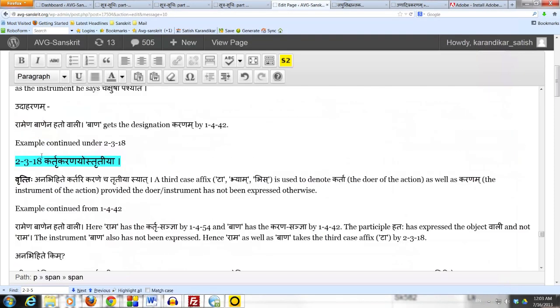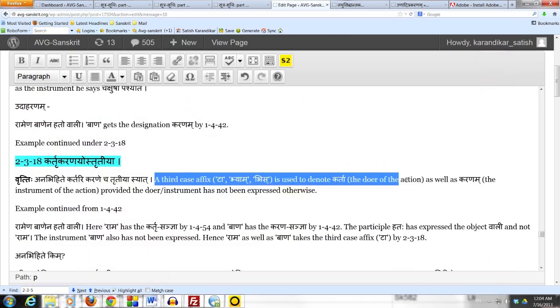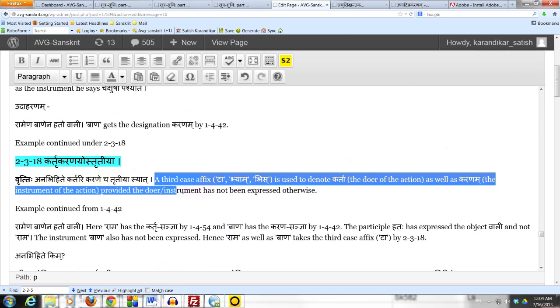So the Vritti Sutram says, anabhihite kartari karane cha tritiya syat, which means the third case affix tabhyam bhis is used to denote karta, the doer of the action, as well as karanam, the instrument of the action, provided the doer or the instrument has not been expressed otherwise.